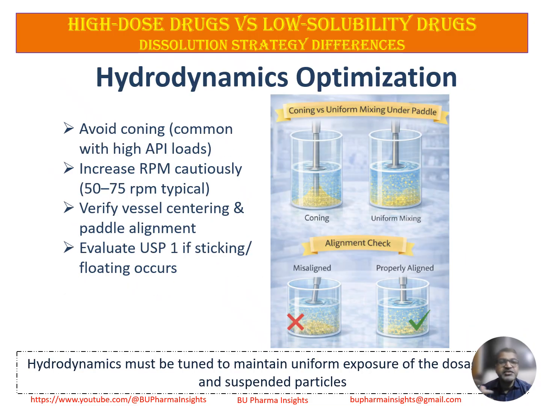High dose tablets release large amounts of fines that can settle at the vessel bottom. This causes coning and poor mixing. So select RPM carefully, typically 50 to 75. Increase speed cautiously to prevent artifacts. Always verify vessel centering and paddle alignment. If sticking or floating persist, evaluate USP apparatus 1, the basket. Proper hydrodynamics ensures reliable results.